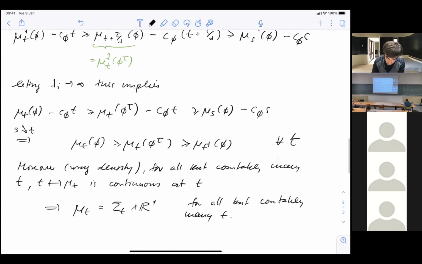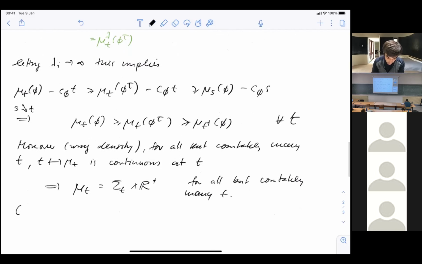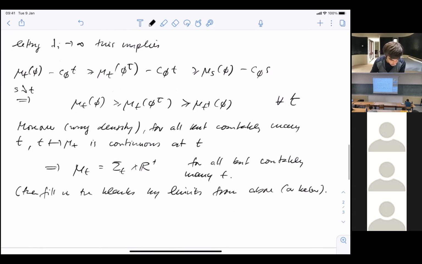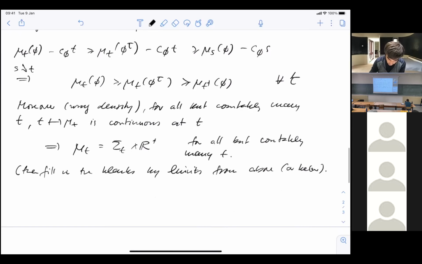Okay, and then what we can just do is fill in the missing times by limits from the left and right. Yeah, we can change the limiting Brakke flow up to countably many times. Then fill in the blanks by limits from above and below. Okay, so this gives translation invariance. That's great. So that's the first thing.